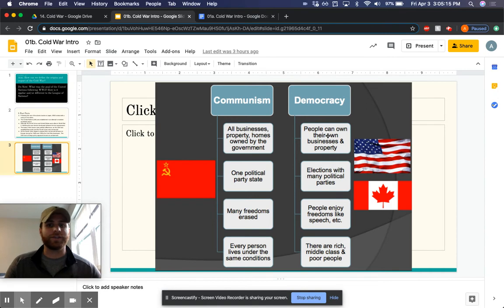Okay. On the other hand, you see with capitalism, democracy, that people are allowed to own their own businesses. They're allowed to own their own property. All right. People are driven by profit. All right. Elections allow many political parties. There's different political voices that are allowed to have a say in a democratic system. People usually enjoy freedoms. All right. Freedom of speech. We've gone through our amendments, freedom of press, freedom of religion.